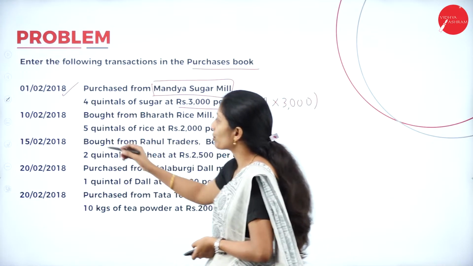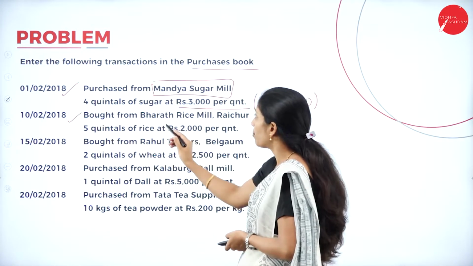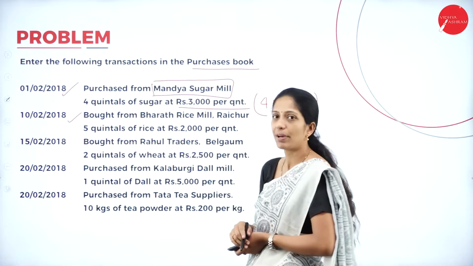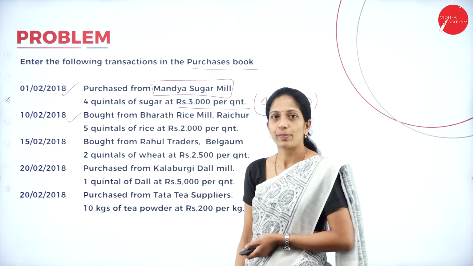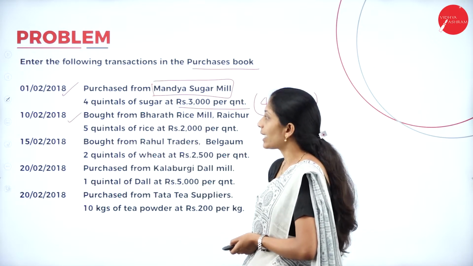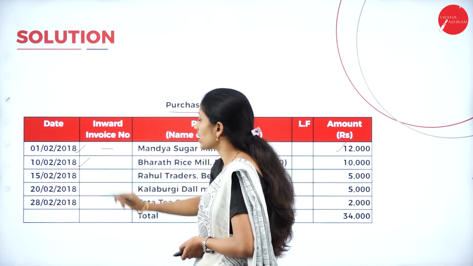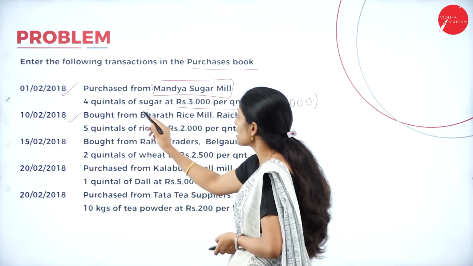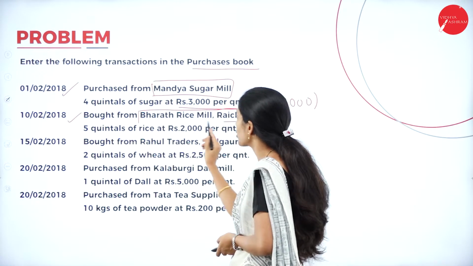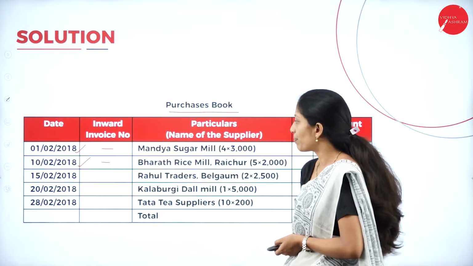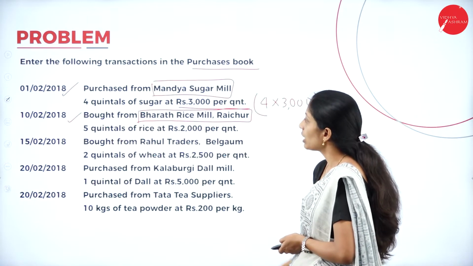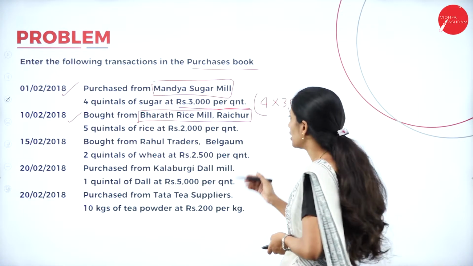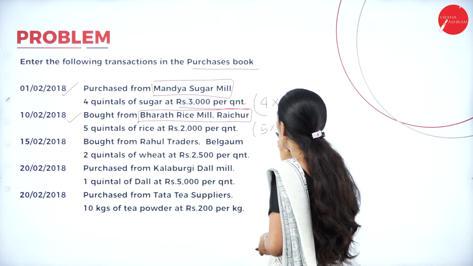So we have 10/2/2018 bought from Bharat Rice Mill, Raichur, 5 quintals of rice at rupees 2,000 per quintal. Of course, this also has to be recorded in the purchase book. So, how to write? Write the date 10/2/2018. They have not given inward invoice number. Name of the supplier, that is Bharat Rice Mill, Raichur. So, this is the name of the supplier, Bharat Rice Mill, Raichur. And how to calculate the amount? 5 quintals of rice at rupees 2,000. So, 5 into 2000.